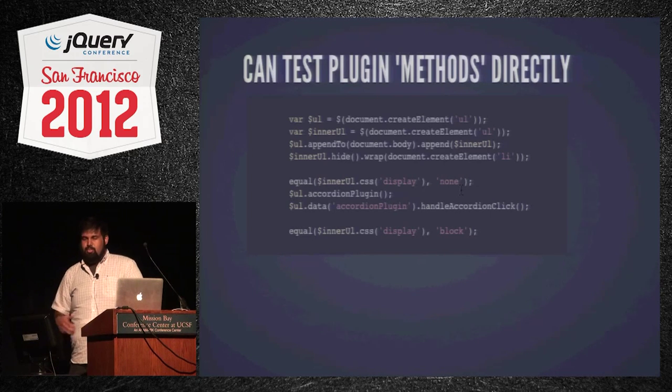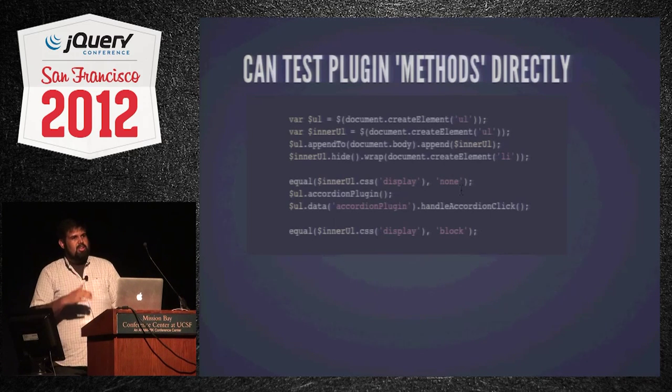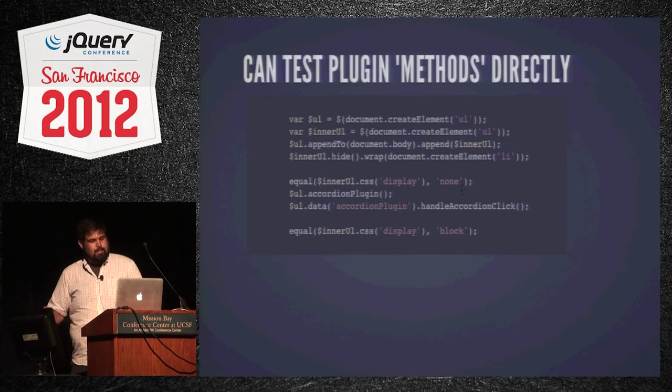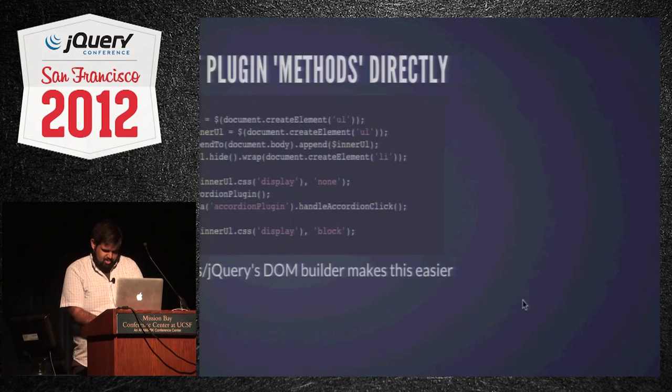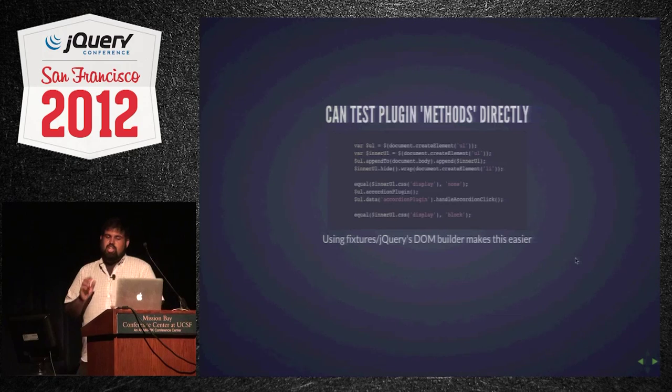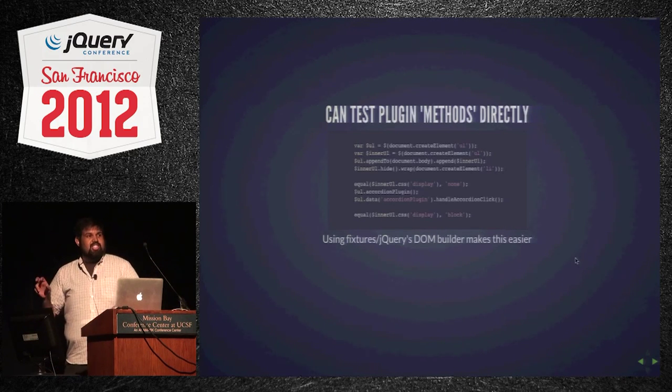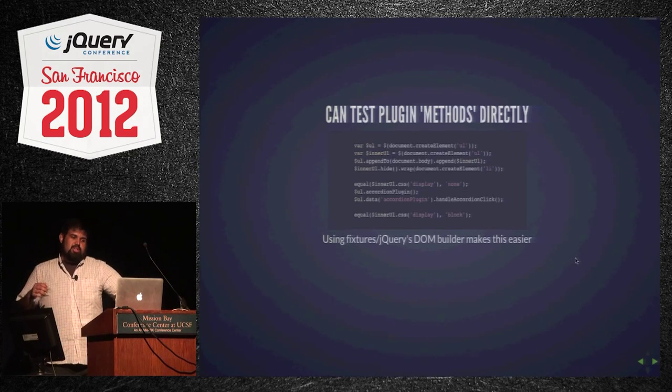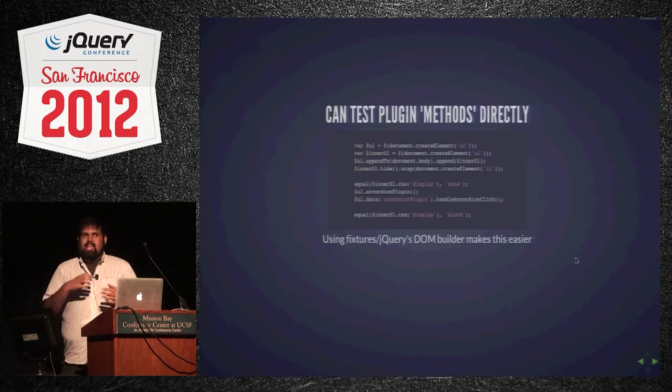Once you've separated your plugin code out, you can easily test things separately, and then this is fairly straightforward, other than that most of this code is building the DOM. Using jQuery's DOM builder, the jQuery function itself can actually take HTML as a string. In 1.8, this is changing to be a little different, but you can read that blog post. Also, you could use fixtures, which are blocks of HTML that are in your HTML page at the time that this test runs.